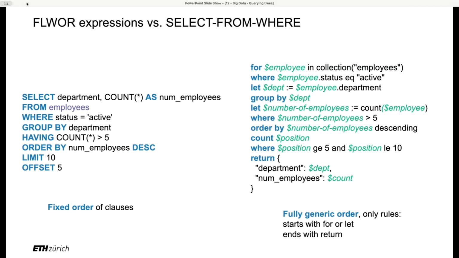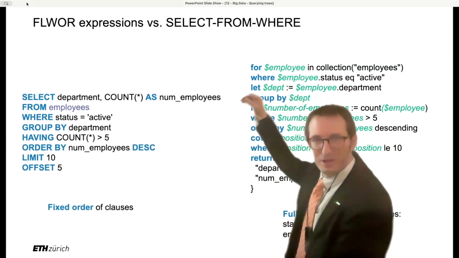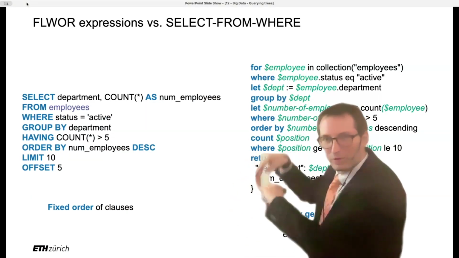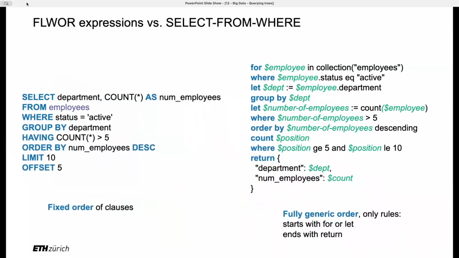The first one must be a for or a let. That's condition number one. And the last one must be a return. That's condition number two. In between, you can put whatever you want and in any order you want, of course, assuming that makes sense for what you're trying to do. You could imagine even a FLWOR expression with 100 clauses, if you want. I actually saw some sites by companies where they did have 100 clauses in a FLWOR expression.